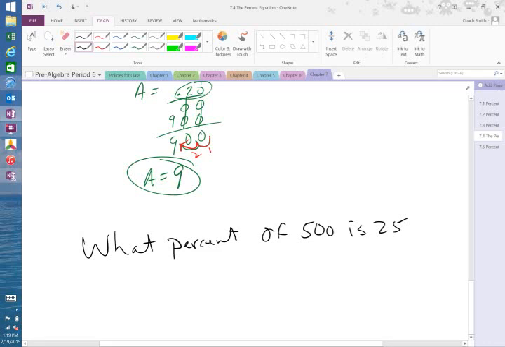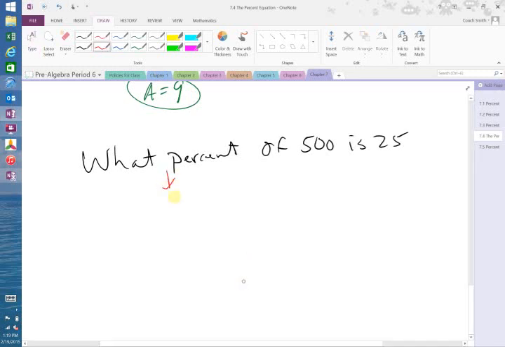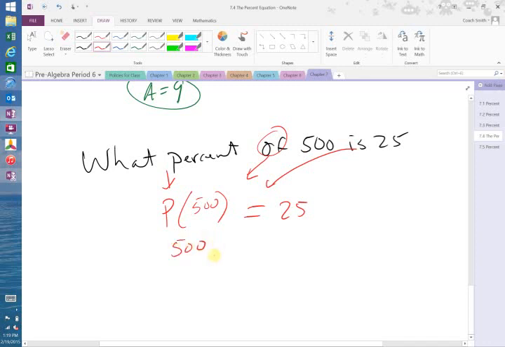No, it's a P. All right, so we have what percent, so that's the P, okay, times, because we have the of, so that's times 500. There's your is, so that's the equal sign, 25. So to translate it into terms we're used to seeing, 500p is equal to 25.